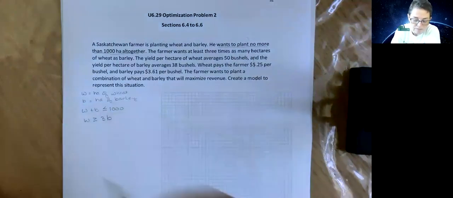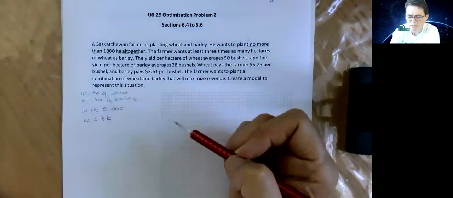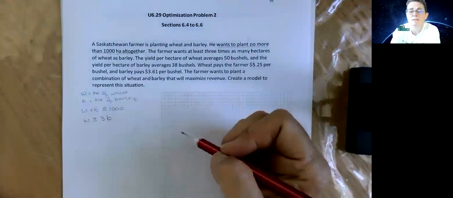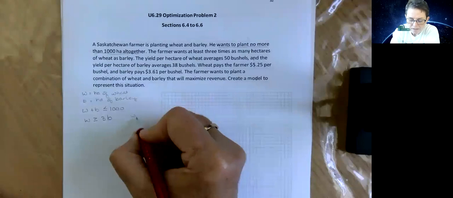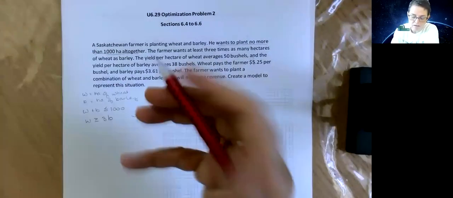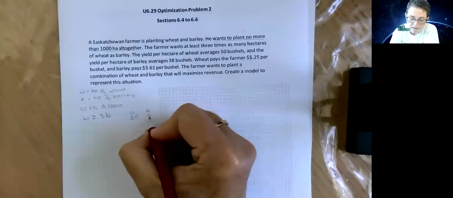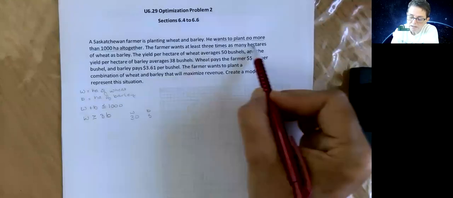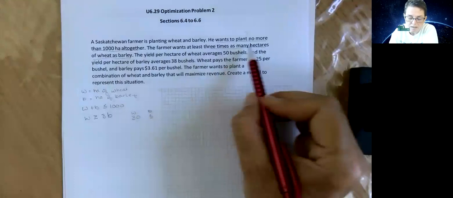Now, this one I'm just going to double check. I don't know why, but anytime it's at least 3 times or not more than 4 times or something, it just gets me confused. So if we say wheat is 10 and he wants 3 times as many, okay, so let's make wheat 30 and make barley 5. I want to make sure that those semi-random numbers have 3 times as many wheat as barley.